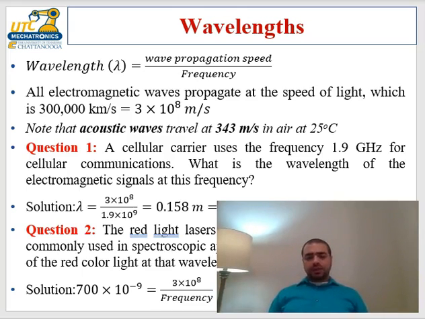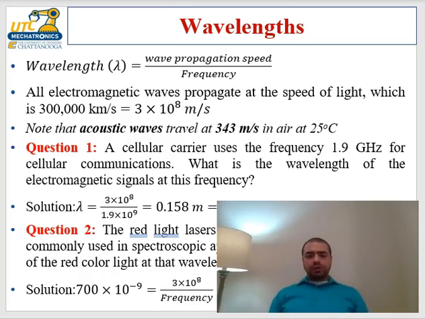So let's take an example. Question 1. A cellular carrier uses a frequency of 1.9 gigahertz for cellular communications. What is the wavelength of the electromagnetic signals at this frequency?